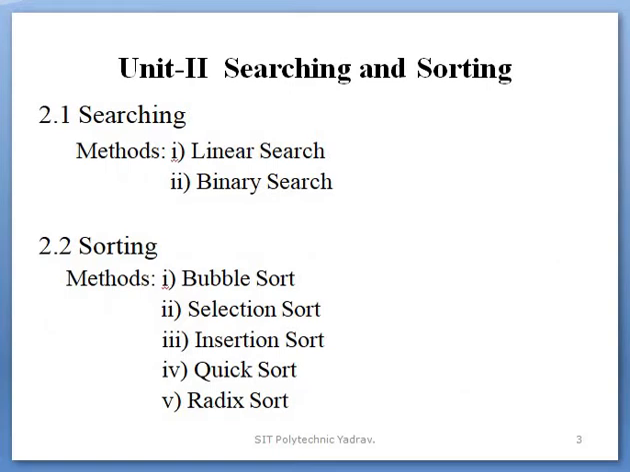In unit number 2, searching and sorting, there are 2 subpoints: 2.1 searching and 2.2 sorting. In the previous lecture we completed 2.1 searching, in which there are 2 methods, linear search and binary search. After that, we studied the concept of sorting, which starts the next main point, 2.2 sorting. We also studied the difference between linear search and binary search.